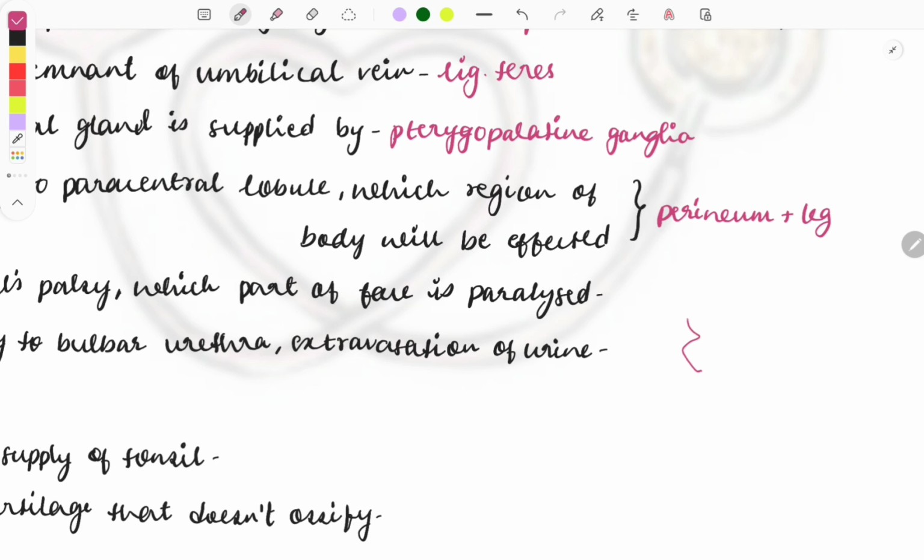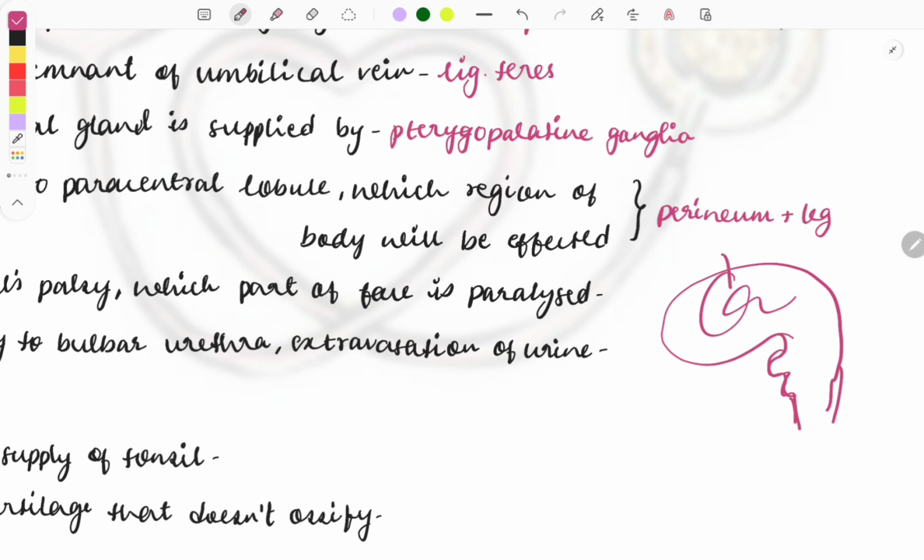So if this is the brain, okay, let me do it. This is the brain, and these are the lobes, and this one is the pons. This is just a rough diagram. Don't go by the diagram, it's just to explain to you. If we cut a section of the brain, it will look something like this.